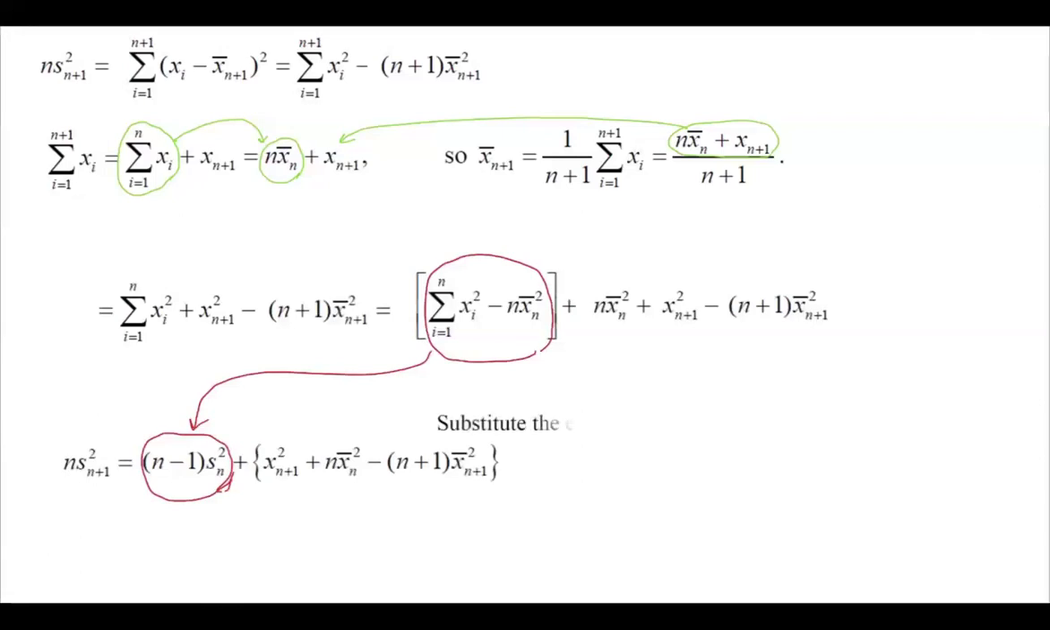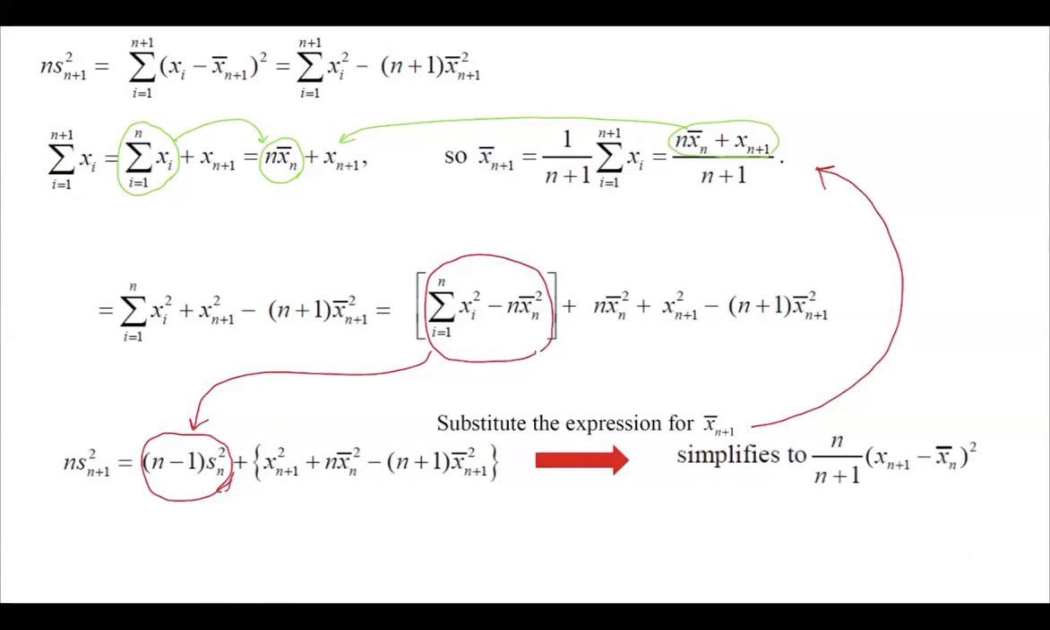We can simplify this expression by substituting the expression that you see on top here. This gives you n divided by n plus 1 times xn plus 1 minus xn bar to the second. To see the algebra behind this, we're going to go to the next slide.